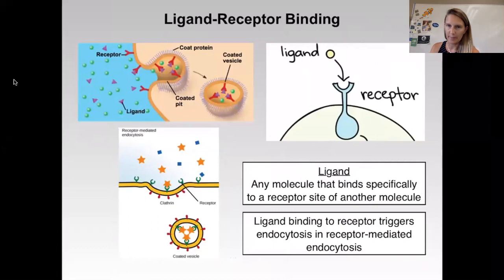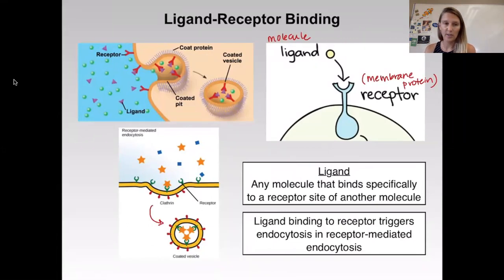So again, for ligand receptor binding, we're not gonna go into crazy detail, but this is something that has confused people, and we're gonna talk later about ligands and receptors very often. So I just wanna say again that the receptor is just a membrane protein, the protein embedded in the phospholipid bilayer. The ligand is just some molecule that is going to bind specifically to that membrane protein. And that will cause the formation of a vesicle, all right? So when this ligand or this molecule binds to the membrane protein or the receptor, that just triggers endocytosis.